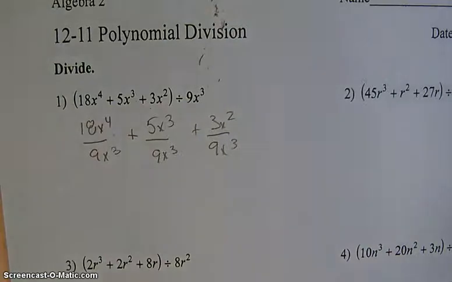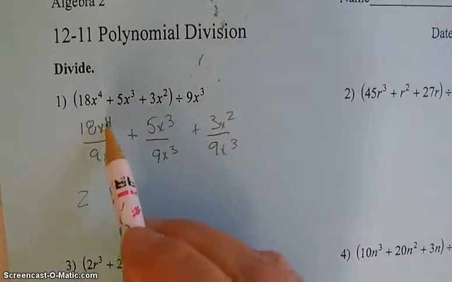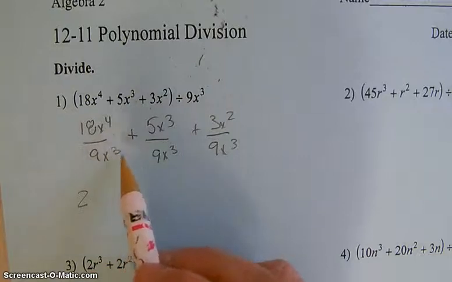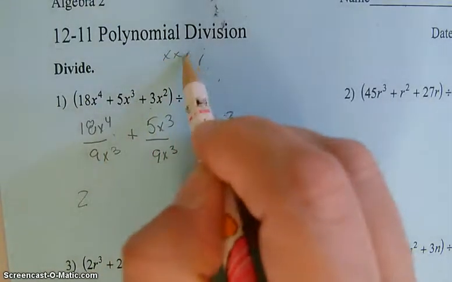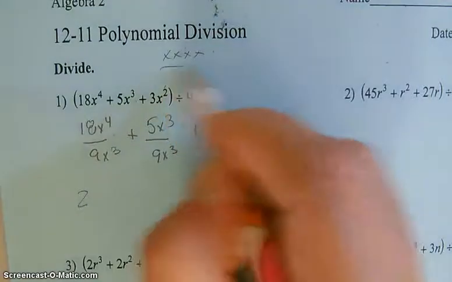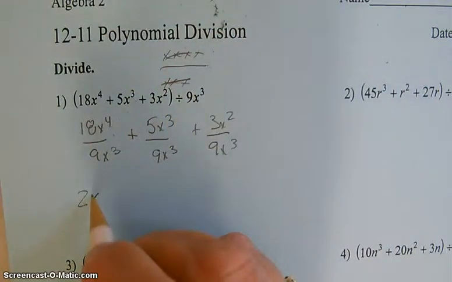Okay, so now we're going to do 18 divided by 9 is 2. Okay, x, you have 4 on top and 3 on the bottom. So if you think about that, that would be like x over 3 of them. 3 cancel and have 1 remain, so I'm going to have 2x.